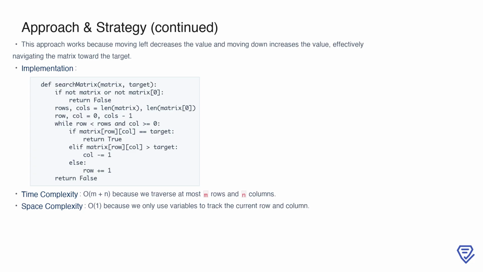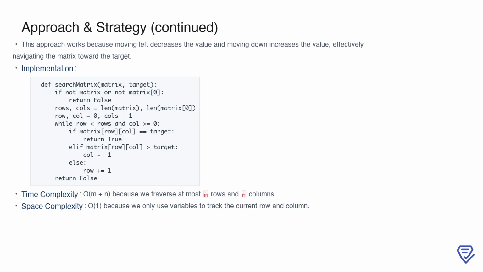This optimized strategy works because of the inherent structure of the matrix. Moving left from the top right corner results in smaller values, while moving down results in larger values. This allows us to navigate closer to the target in a methodical way.